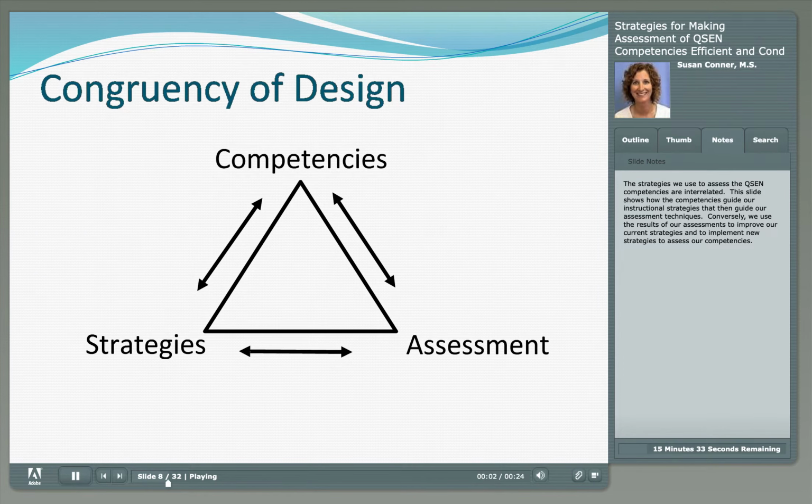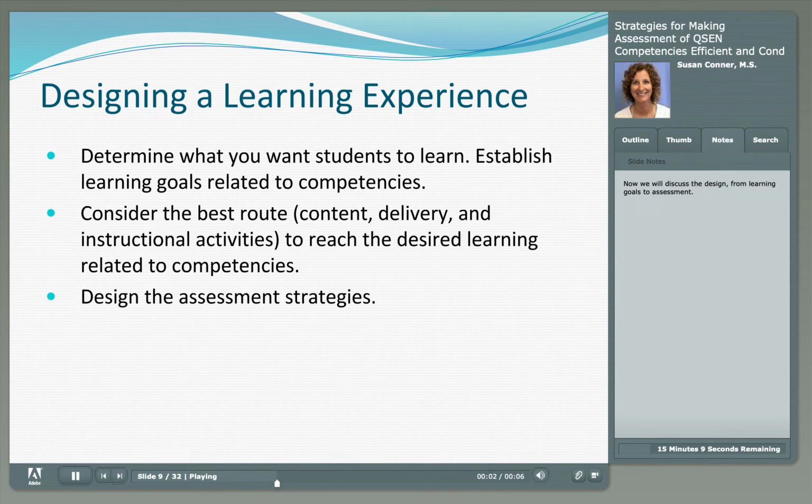The strategies we use to assess the QSEN competencies are interrelated. This slide shows how the competencies guide our instructional strategies that then guide our assessment techniques. Conversely, we use the results of our assessments to improve our current strategies and to implement new strategies to assess our competencies. Now we will discuss the design from learning goals to assessment.